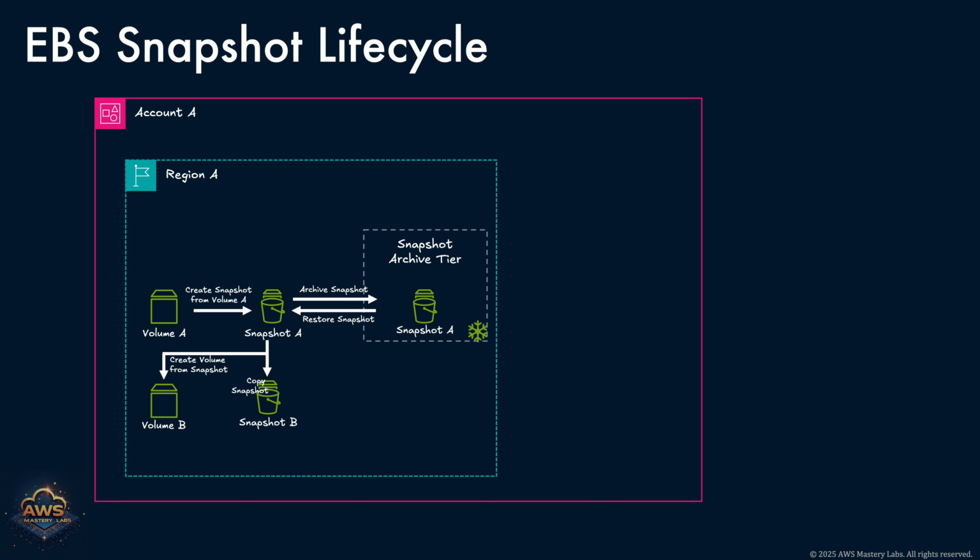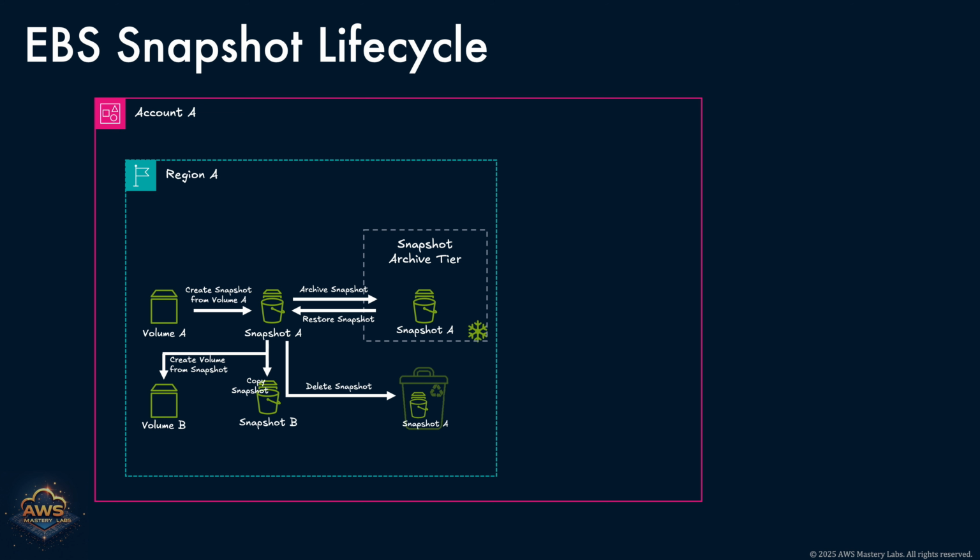If you need to access an archived snapshot, you can restore it back to the standard tier, a process that typically takes up to 72 hours. Once restored, it behaves like any other snapshot in your account, and you can use it to create new volumes or copy it across regions.